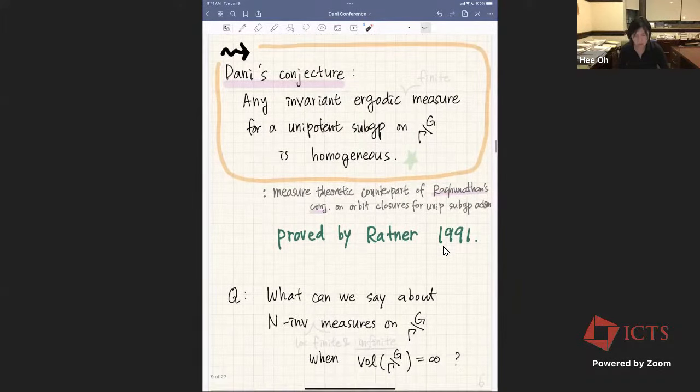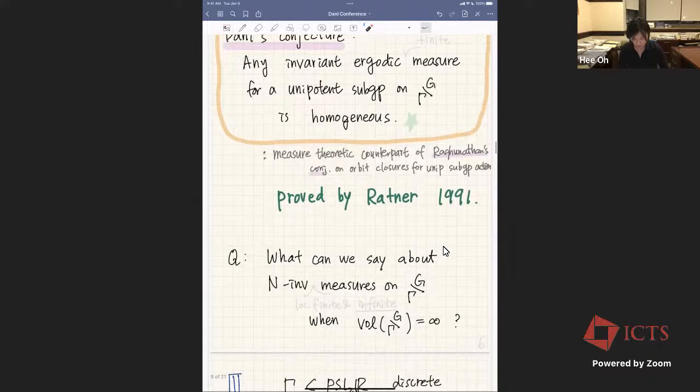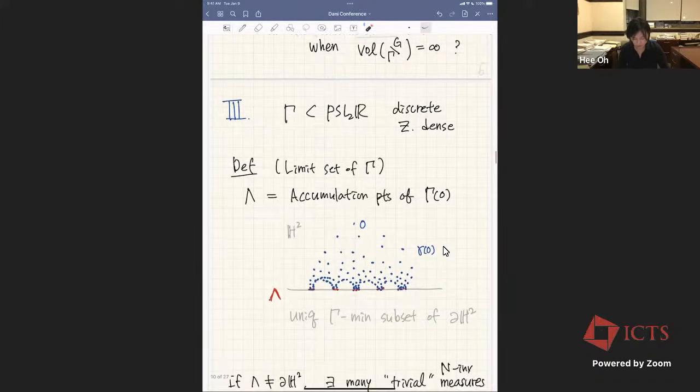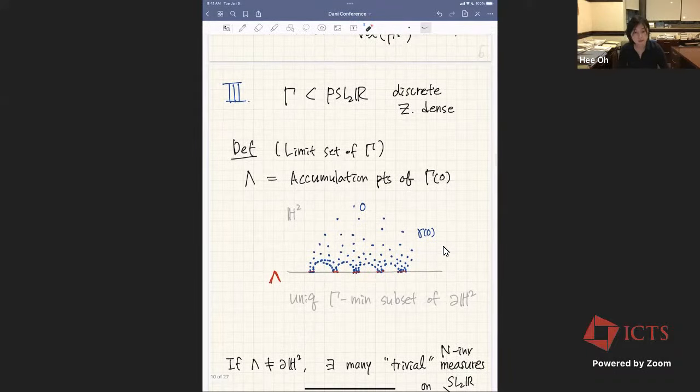Okay, so in the finite volume case, we understand all invariant ergodic measures for the action of a maximal horospherical subgroup; in fact, not only for maximal horospherical subgroups, but even for unipotent subgroups. So the next question is, what can you say about N-invariant measures on G mod gamma when the volume of G mod gamma is infinite? That is, when gamma is not a lattice. So I'm going to again discuss the case of PSL2R first.